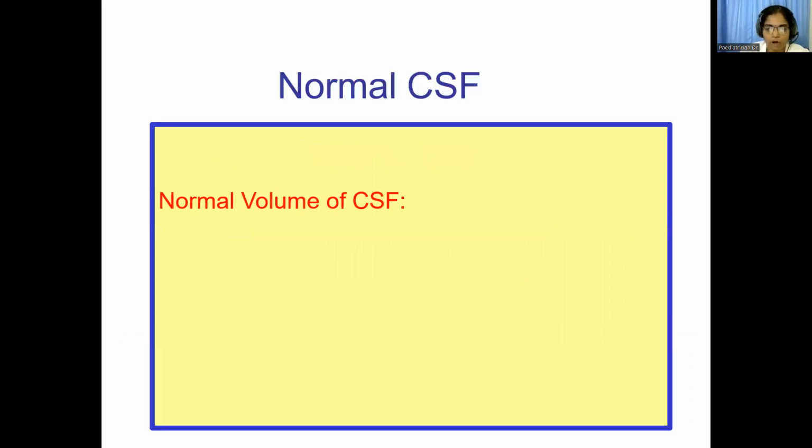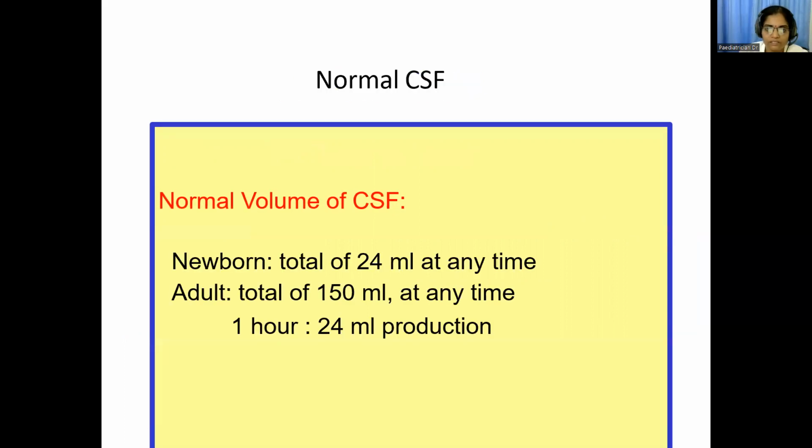So coming to the normal CSF parameters. The normal volume of the CSF in a newborn is around 24 ml at any point in time, and in the adult the normal CSF volume is around 150 ml at any time, and in 1 hour around 24 ml of CSF is being produced.